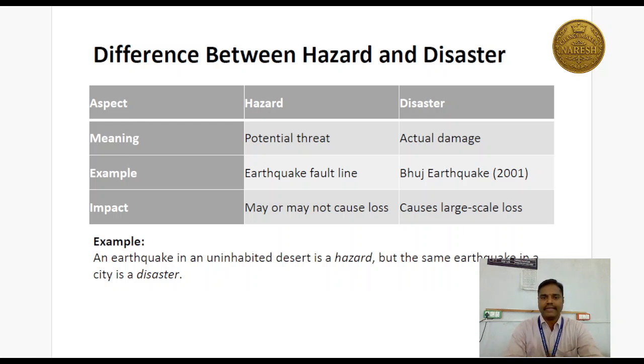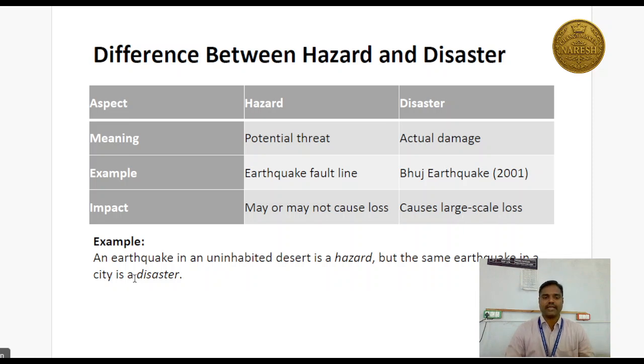A hazard is a potential threat, while a disaster is the actual damage caused, which is measurable. Examples: an earthquake fault line comes under hazard. A disaster is like the Bhuj earthquake, which occurred in 2001 in Gujarat. The impact in a hazard may or may not cause losses. A disaster is a case where there are large-scale losses.